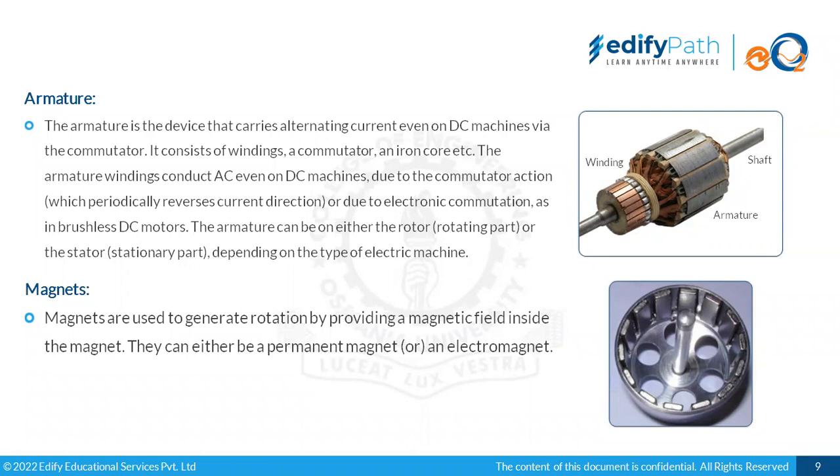Magnets are used to generate rotation by providing a magnetic field inside the motor. They can either be a permanent magnet or an electromagnet. So normally we use permanent magnets if we are talking about a BLDC motor or any permanent magnet DC motor.